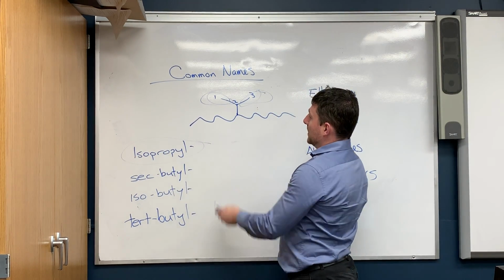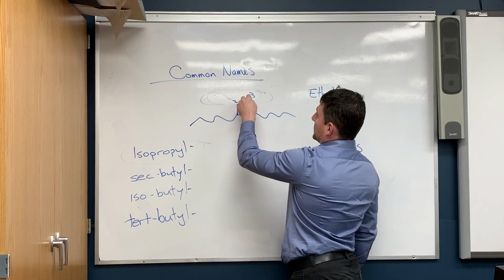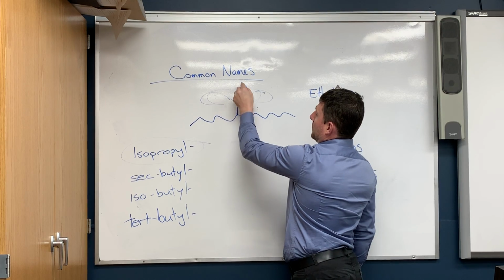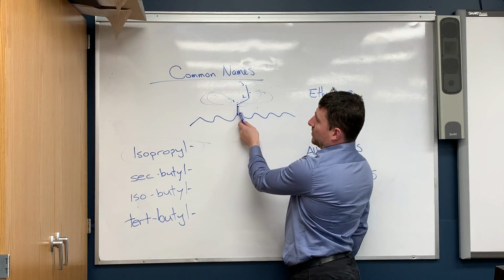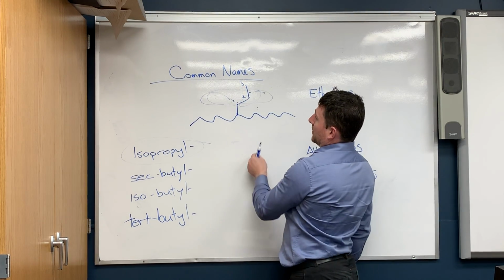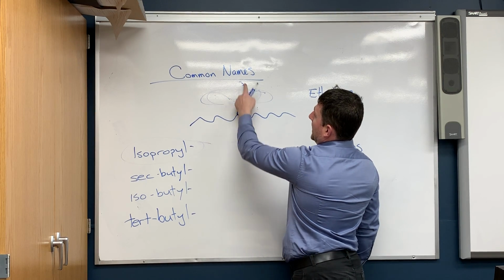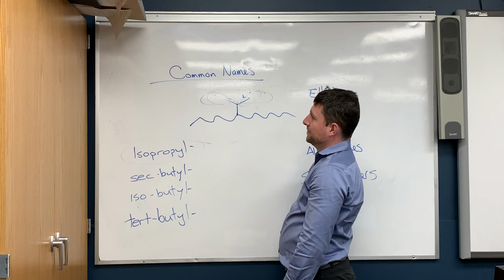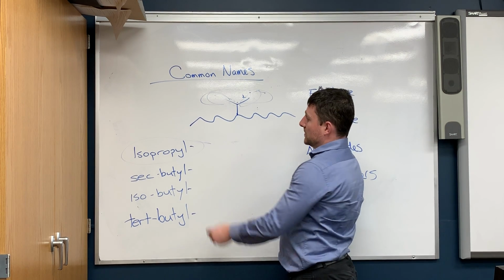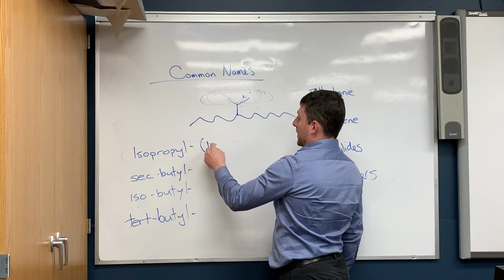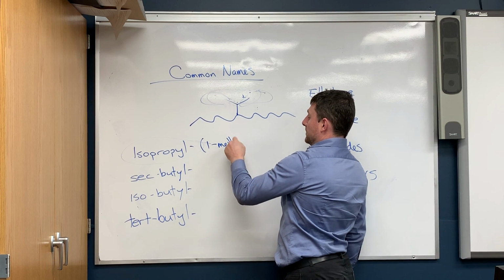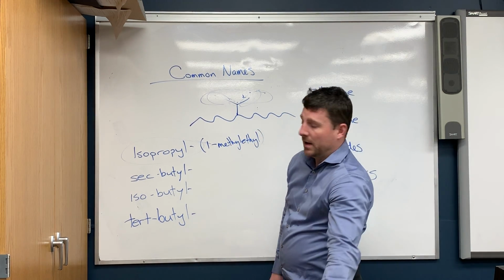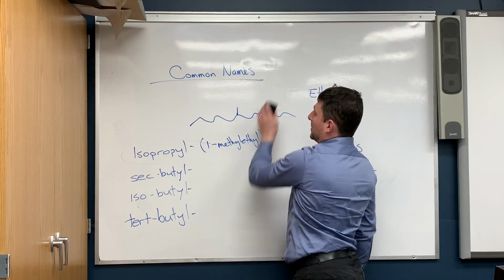Because propyl would mean that it's attached at the end. You have 1, 2, 3 carbons attached right at the end. That would be a propyl chain, right? Well, if we just take it and then attach it at the middle carbon instead, right? They call it isopropyl. Right? So isopropyl is your 1-methyl ethyl complex branch, right?